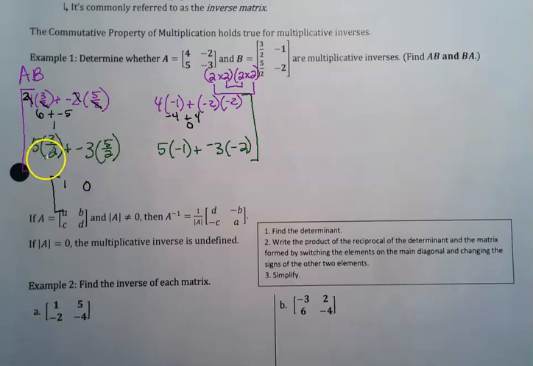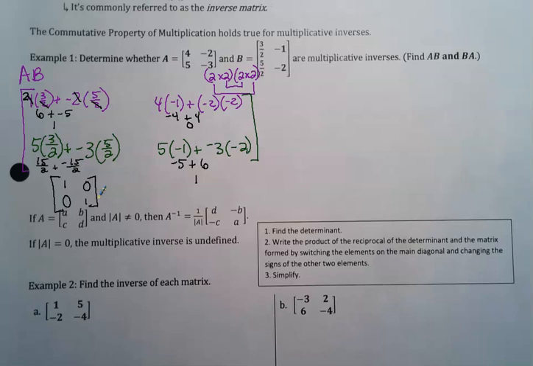Unfortunately, I've taken up my room here on this one. So here, nothing cancels, so I'm going to have 15 halves plus, and here nothing cancels, so negative 3 times 5 is negative 15 halves. So that equals a 0 in that position. 5 times negative 1 is negative 5, plus negative 3 times negative 2 is a positive 6, so that gives me a positive 1 in that position. And if you recall, that is an identity matrix, because it has a 1 in every spot on the main diagonal. Everything else is a 0.